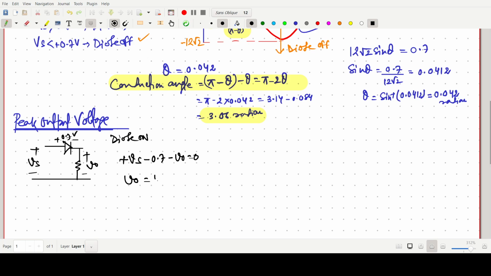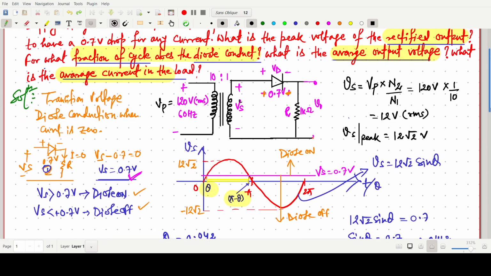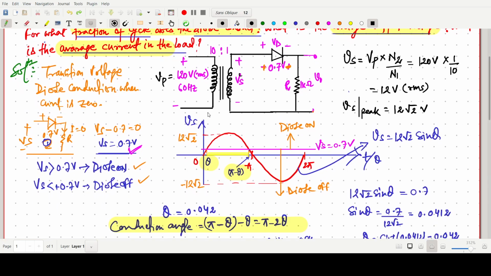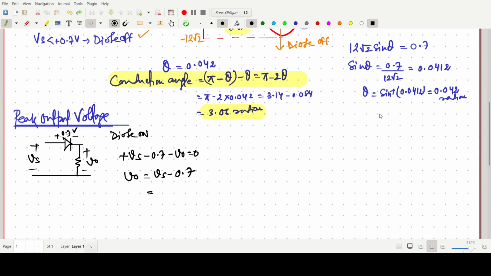So V naught equals Vs minus 0.7. This is the peak rectified output voltage. Vs we have to write as 12 root 2. So Vs will be 12 root 2 peak value minus 0.7.